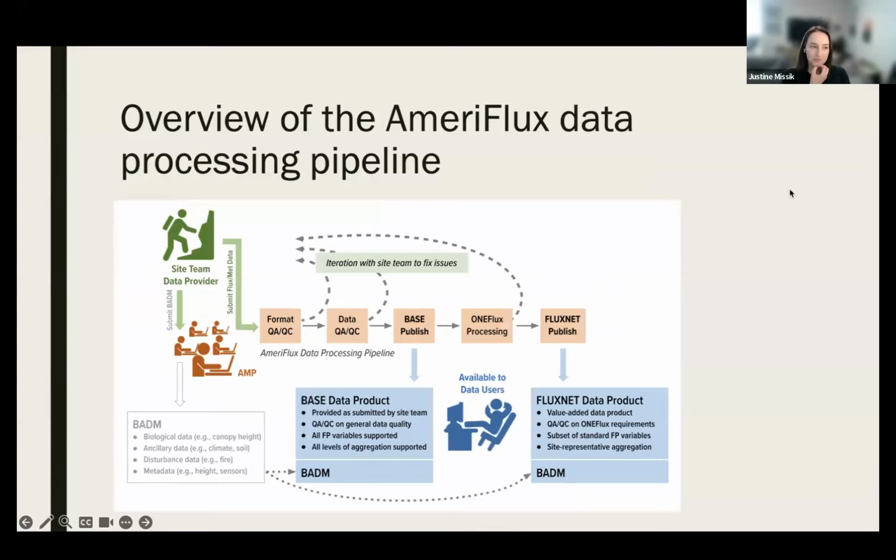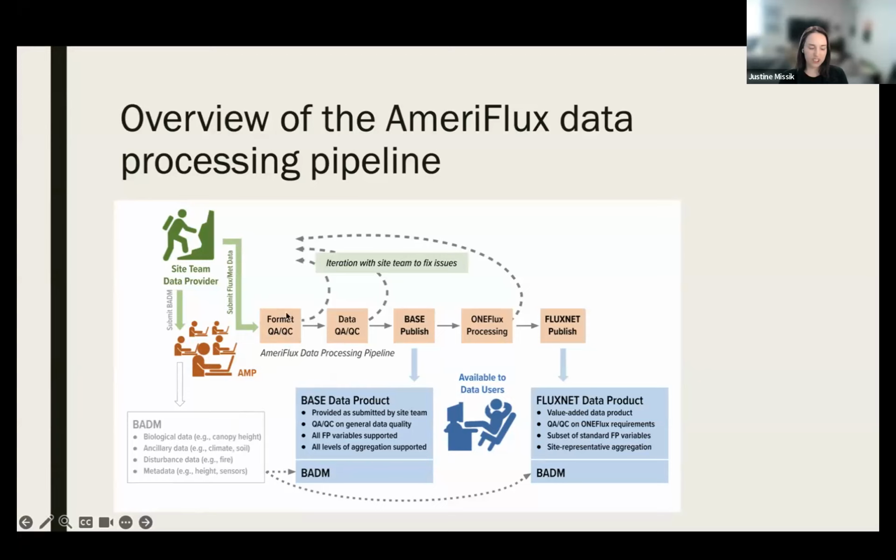So just to give a quick overview about the AmeriFlux processing pipeline once you actually submit data. So you have the site team, or somebody from the site team will submit the BADM information and also your flux and metadata to AmeriFlux. And then once you submit the data, it will go through their processing pipeline.